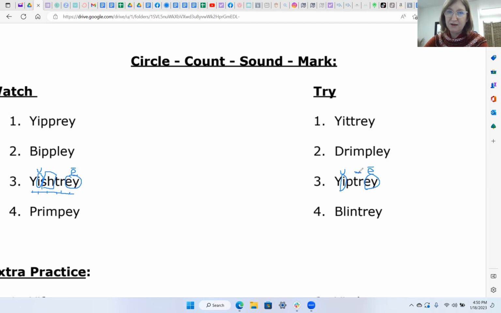Of this TR right here, try to enunciate it really clearly. Try to get rid of any CH sound so it's not chree. Okay, when you pencil read it, it's y, i, t, e. Yip tree, yip tree.